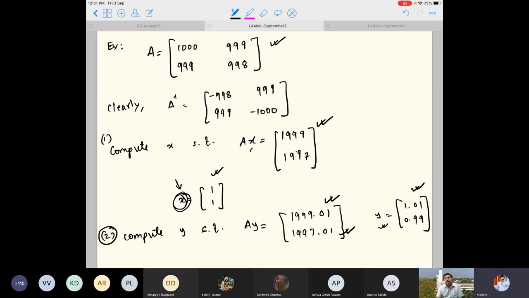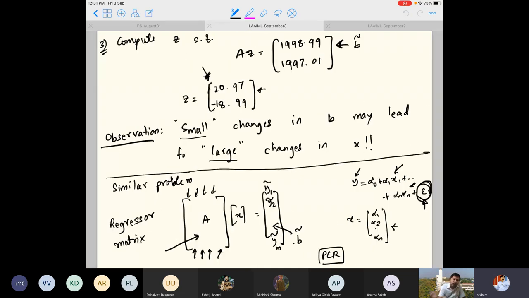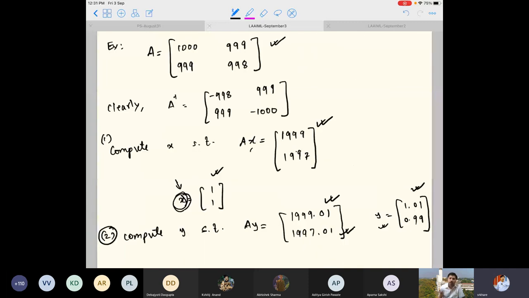I can take the same example 10, 9, 9, 8. I will take the same example and I will still be able to construct a few perturbations, and you will see that the change is very significant. Even if the numbers are small, I can do that. But yeah, it is not only to do with the entries of the matrix. It is to do with the condition number of A also. So we are going to arrive at that.